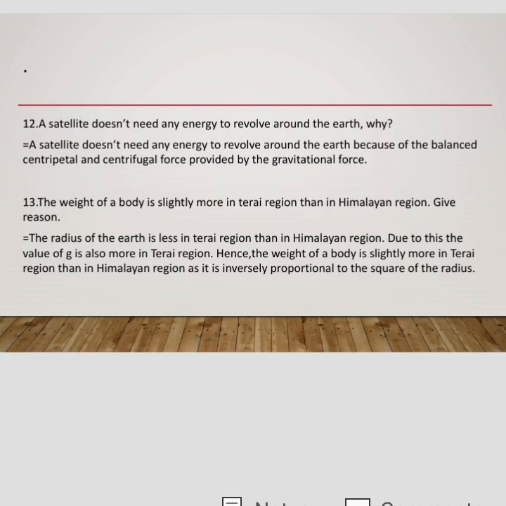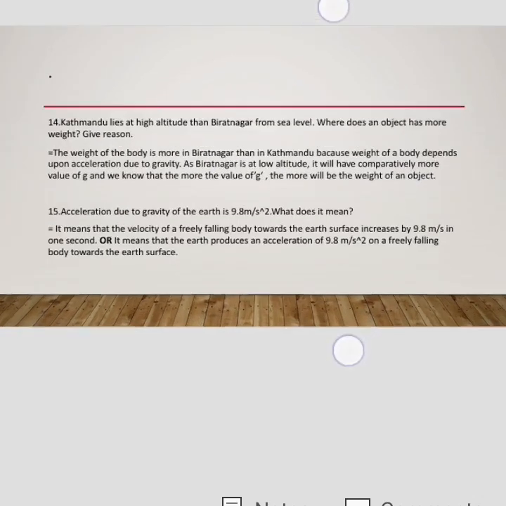This means the more the value of g, the more will be the weight. And the lesser the value of R, the more will be the g. That's why weight of the body is slightly more in Tarai region than in Himalayan region. Now question number 14.